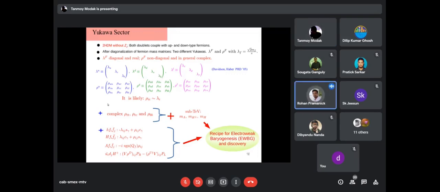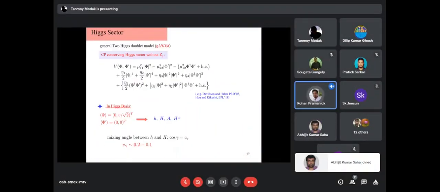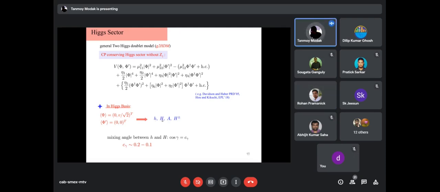So, can I ask one question? Yes. So, in the previous slide, the cosine gamma, what you just showed. Yes. Gamma is the angle between the CP even sector, I mean, the rotation angle of the CP even sector. Right, small h and capital H. Okay. So this value has to be small.